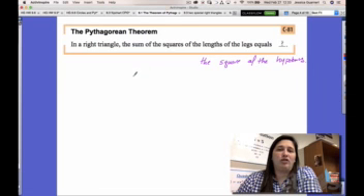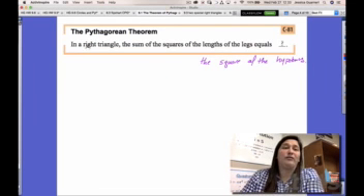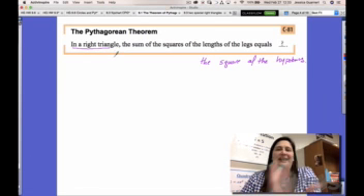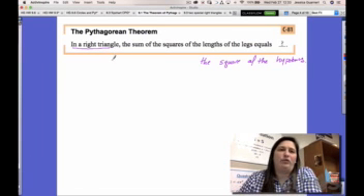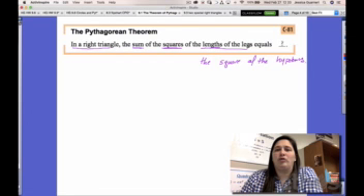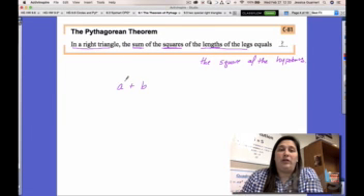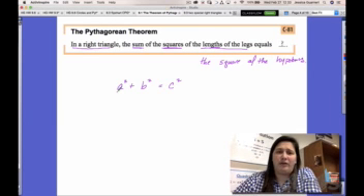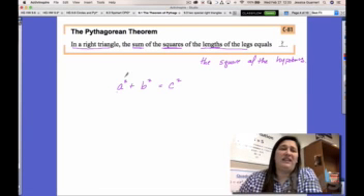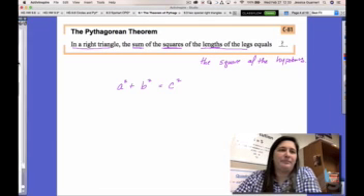As you're writing, what this is saying is, first of all, it must be a right triangle. I cannot use the Pythagorean theorem in anything but a right triangle. The sum of the squares of the lengths of the legs, those are represented by A plus B, they're squared, equals the square of the hypotenuse. And remember, we represent the hypotenuse with a C. So A squared plus B squared equals C squared. And the key here is it must be a right triangle in order for it to be applied.